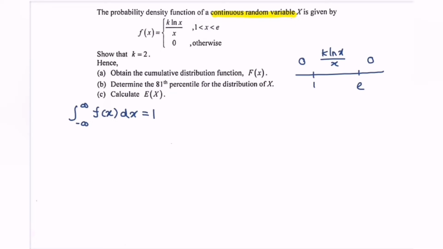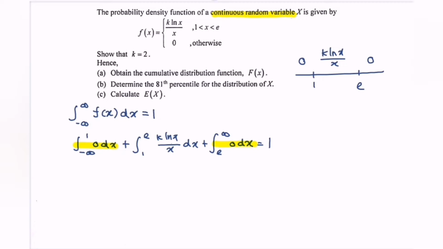So kindly refer to the situation. We have negative infinity to 1, where the function is 0 with respect to x, plus the integral from 1 to e of the function k ln x over x with respect to x, plus the integral from e to infinity of the function 0 with respect to x, which equals 1. As we all know, this last one would be equal to 0.